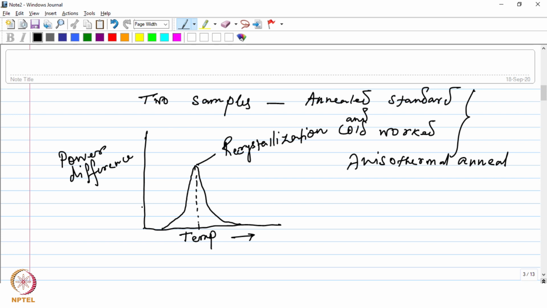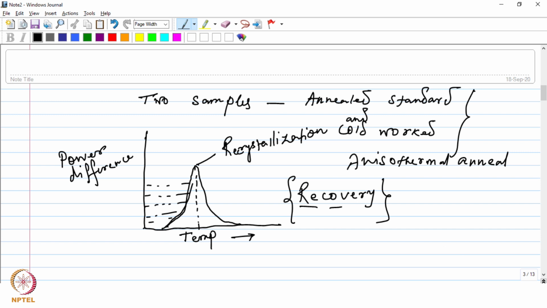Because at every other point below the peak, you have some power difference, right? So that means below the peak also the strain energy is being released. Okay. So that is the recovery stage. As I said before, recovery precedes the recrystallization process, and during recovery also a certain amount of the strain energy is released, and that is what you can see from this curve also, right?